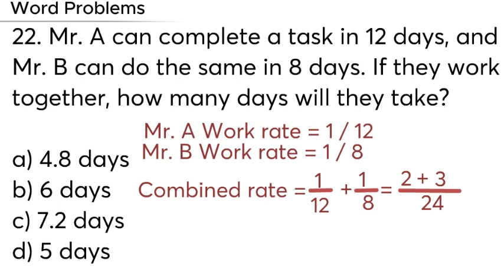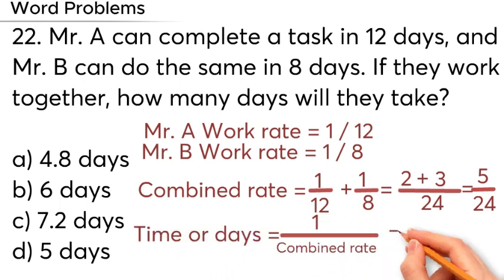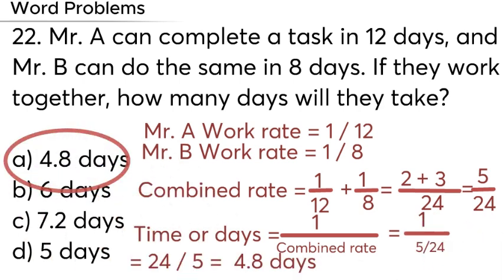Now we can add the fractions easily. 2 plus 3 is 5. The sum of the fractions, the combined rate, is 5 over 24. The last step is to calculate the total time required. If their combined rate is 5 over 24, the time it takes to complete one full task is the reciprocal of their rate. Time is equal to 1 over the combined rate, which is 1 over 5 over 24. 24 over 5 is equal to 4.8 days.